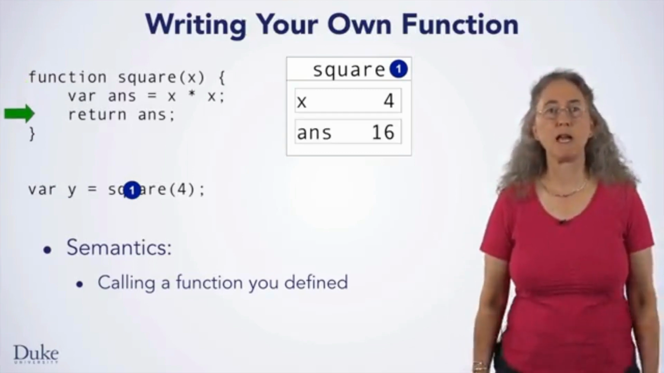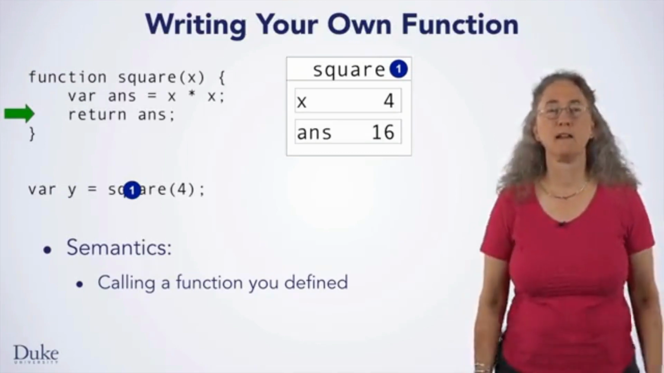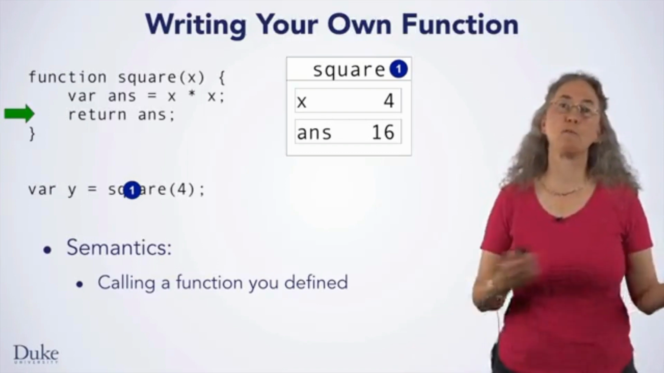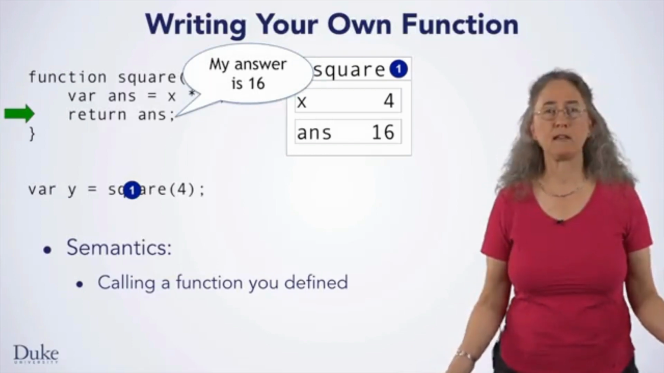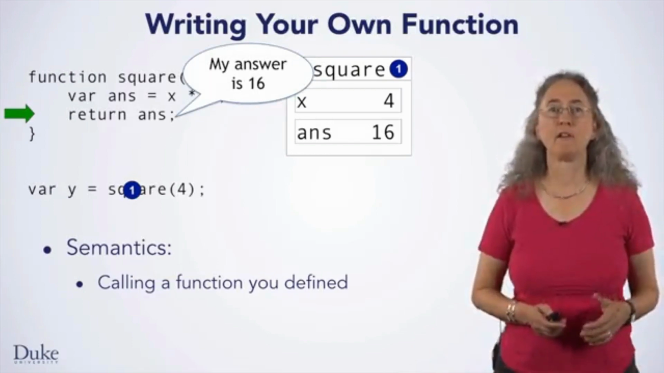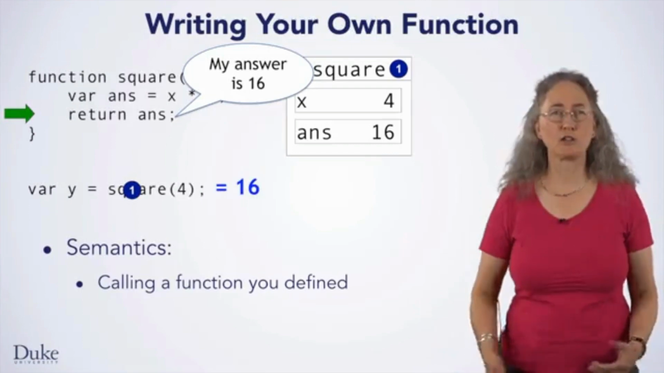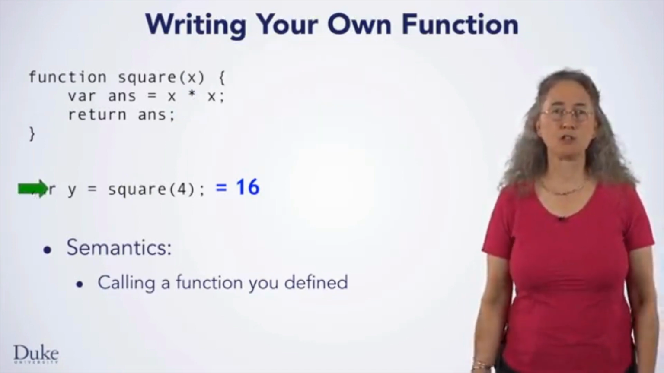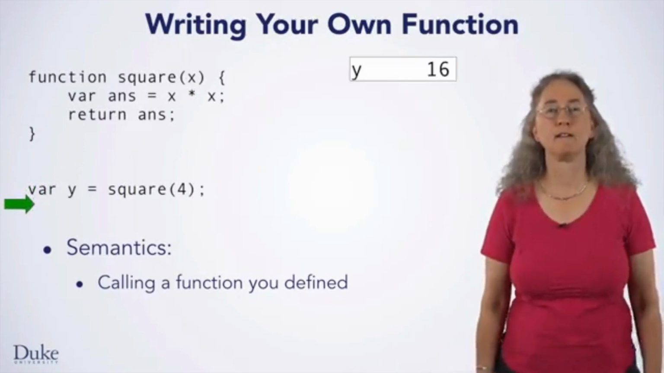We make a box for ANS and initialize it to 4 times 4, which is 16. Now we are right before a return statement. Return statements are a new concept, but they tell the computer to give an answer back from this function. In this case, the answer to give back is 16, since we are returning ANS, and the value of ANS is 16. This means that the call to Square that we are executing will evaluate to 16. Now our execution returns where we made the call, and we finish the assignment statement normally.